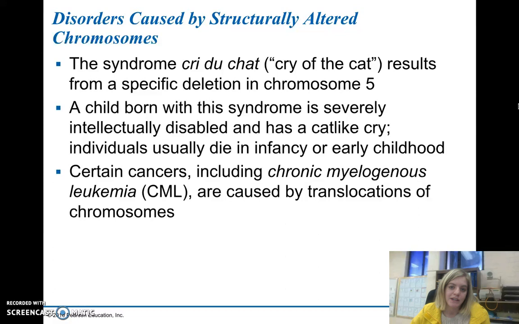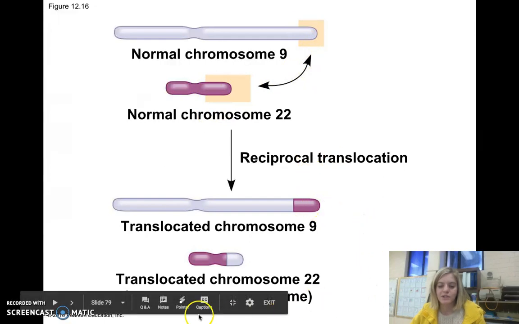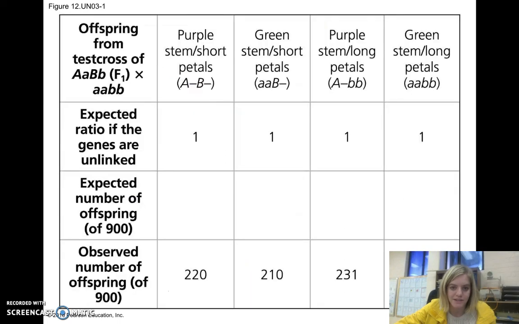But remember, this doesn't really affect the occurrence rates of the disease because it has to do with the actual chromosome structure themselves, not any genes that are passed on, like with some of the other diseases we've discussed. There's also certain cancers, such as chronic myelogenous leukemia, which are caused by translocations of chromosomes. So this particular form of cancer is caused by a reciprocal translocation in pre-white blood cells.